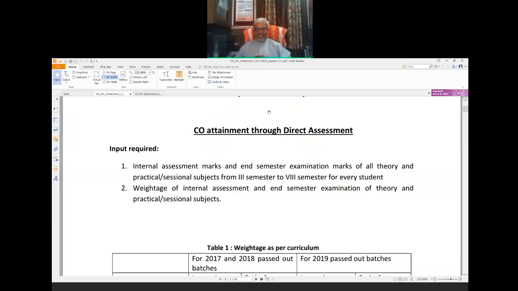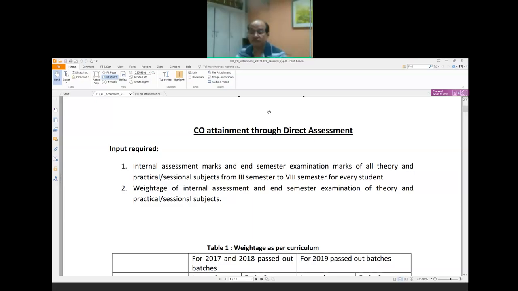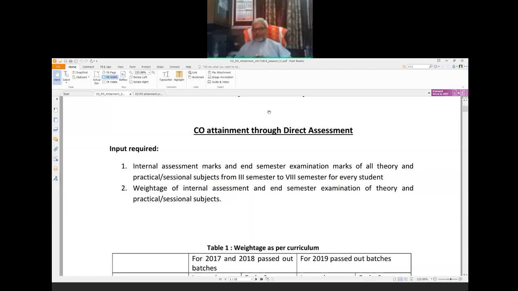This session, again delivered by Professor Sanjeev Sofat, is the second session in sequence. It will have more practice on the attainment of CO and PO with the help of some examples. So if you have come with some question paper or syllabus, you can ask questions.